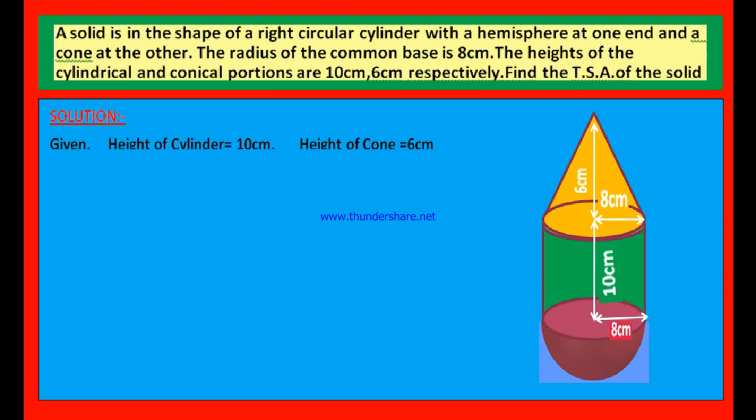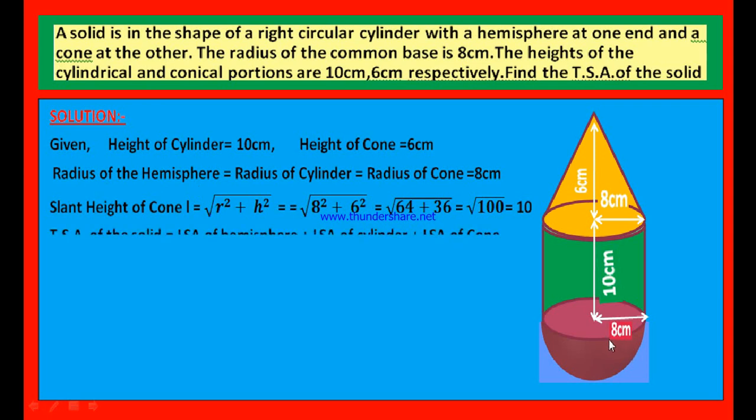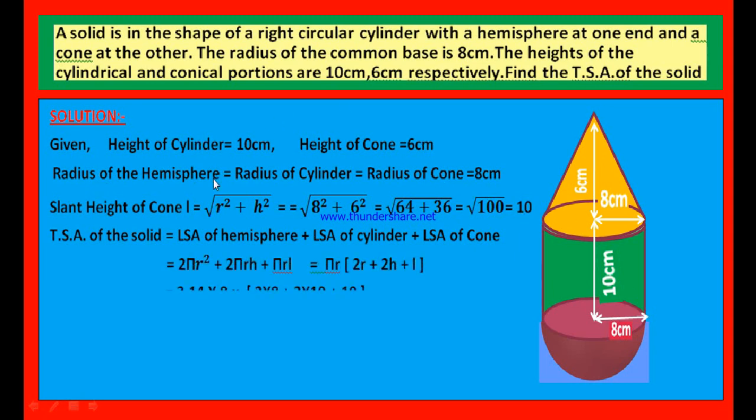Here, we are given the height of the cylinder: height of the cylinder is equal to 10 centimeters and the height of the cone is equal to 6 centimeters. And the radius of the hemisphere is 8, the cylinder radius is also 8 centimeters, and the cone radius is also equal to 8 centimeters. Now let us find the slant height of the cone first of all.